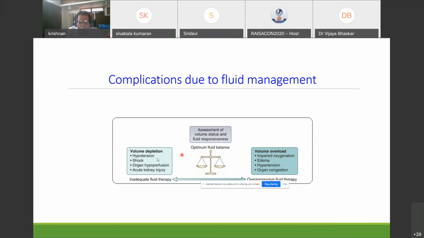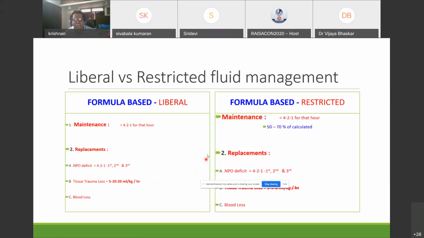When you avoid volume overload, you should also avoid giving too little fluid. Low fluid will produce hypotension. The shock will continue, and organs will go for hypoperfusion. So you get cellular injury at various organs. So our aim should be to stay somewhere in the middle. That is the most important part that you should understand whenever you give perioperative fluid management.